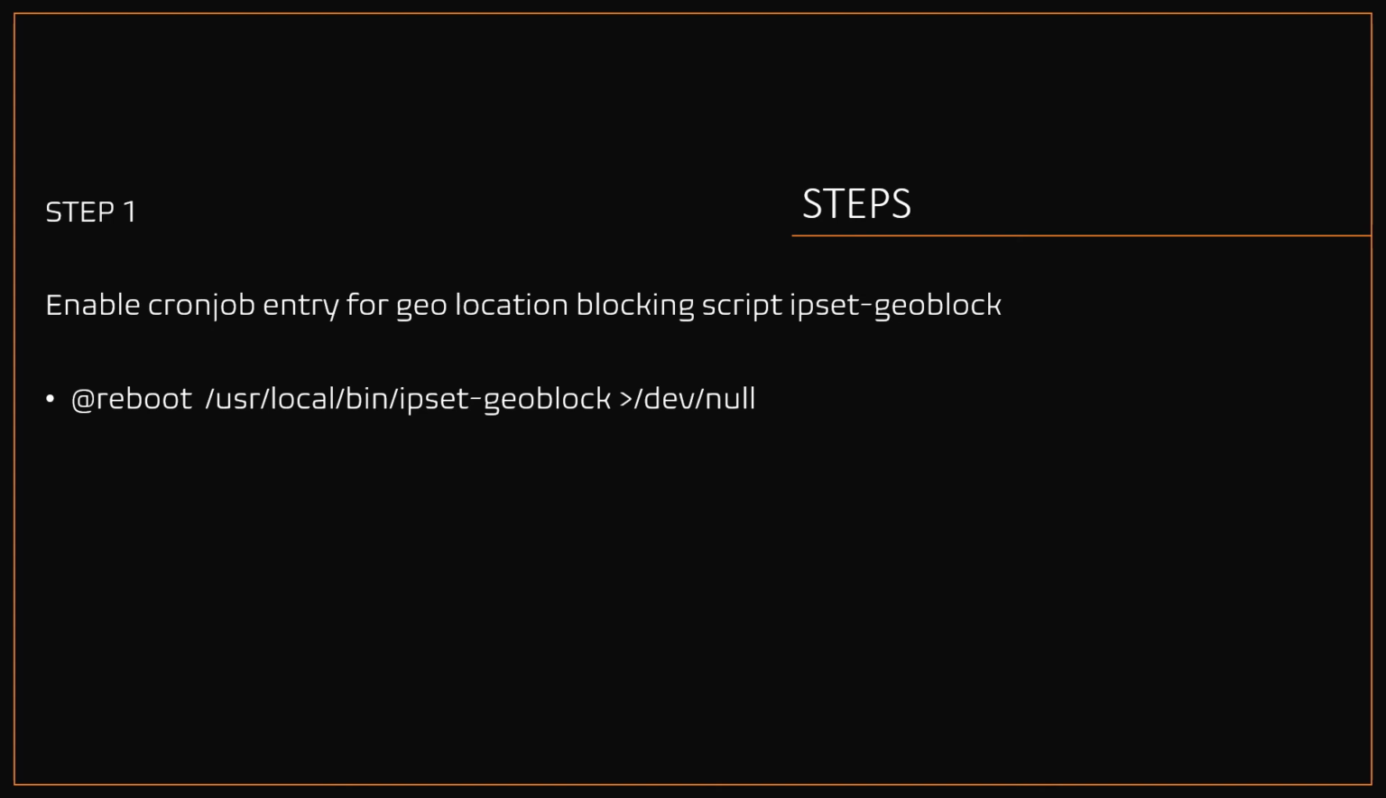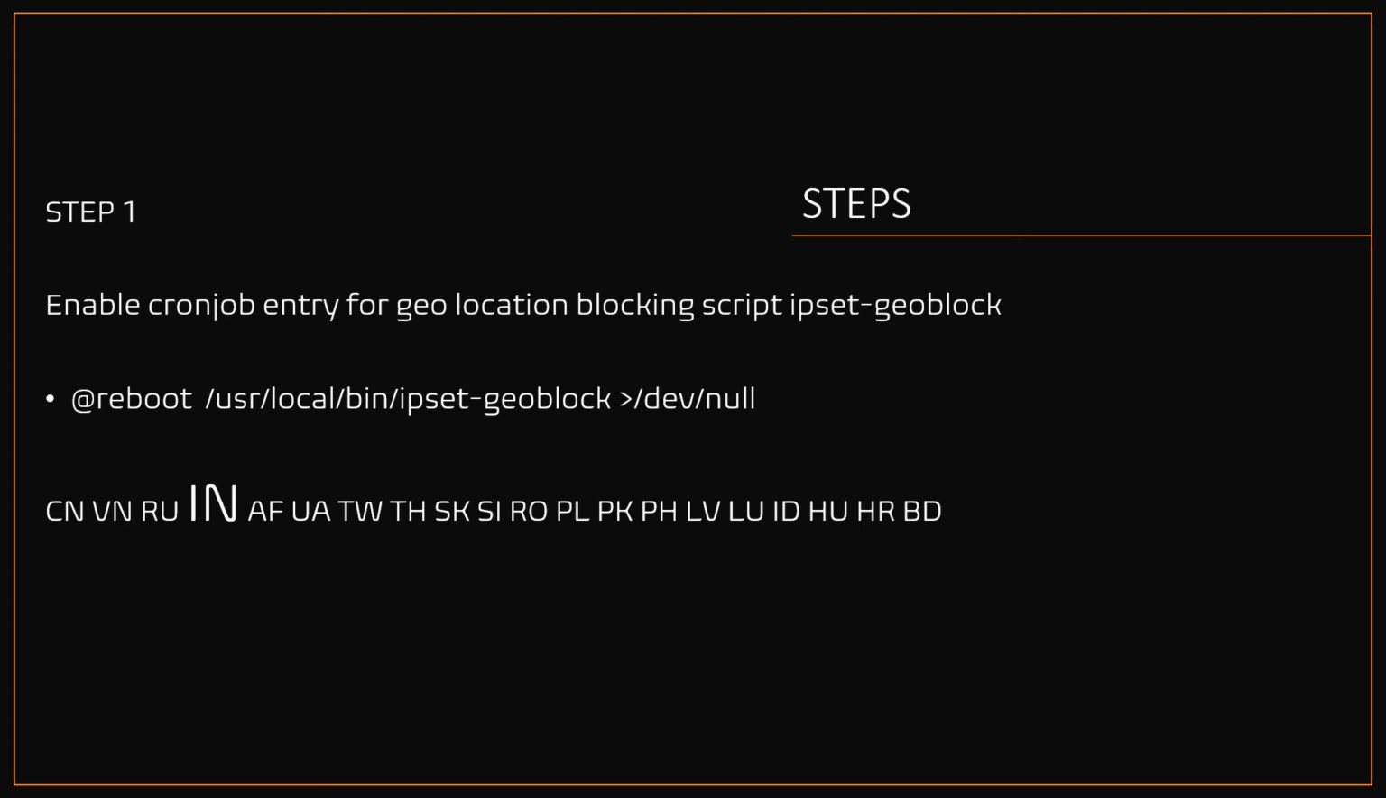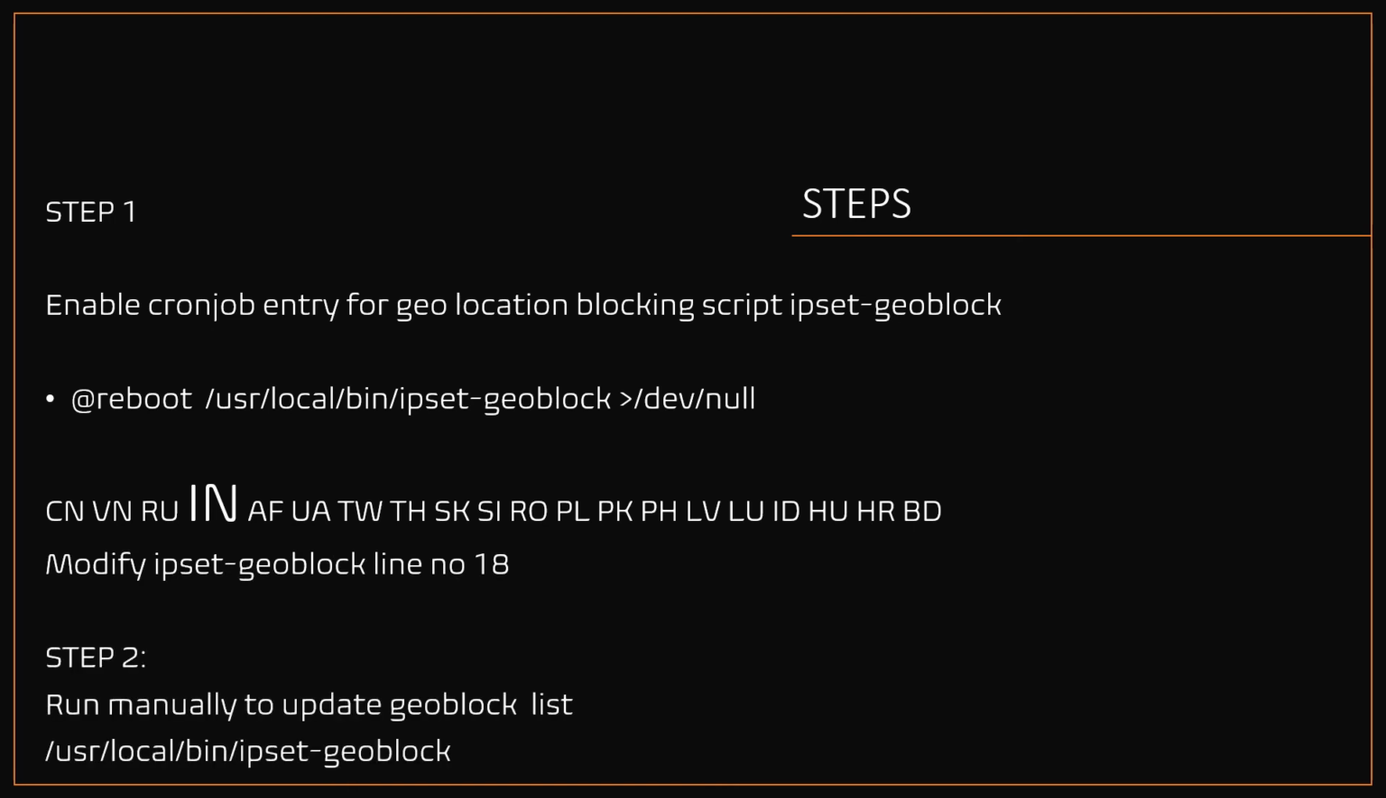By default this script will add these countries' IP details to the blacklist: China, Russia, India, Pakistan etc., which can be modified by editing line number 18 in this script. Step 2, either you can reboot the system to update the geolocation list, or run the script manually to update the list immediately. Let's jump to the demo setup, to configure and demonstrate the geolocation blocking.